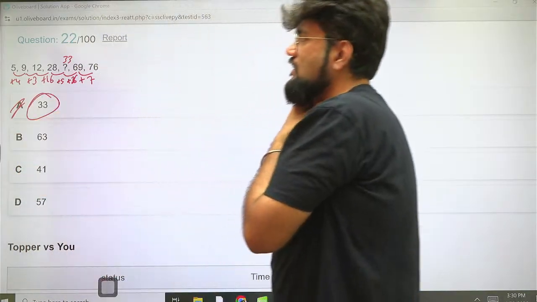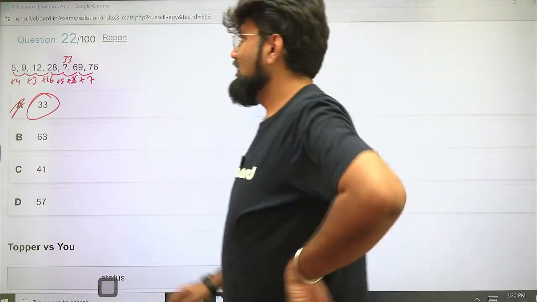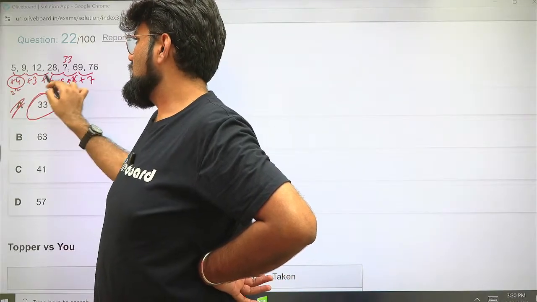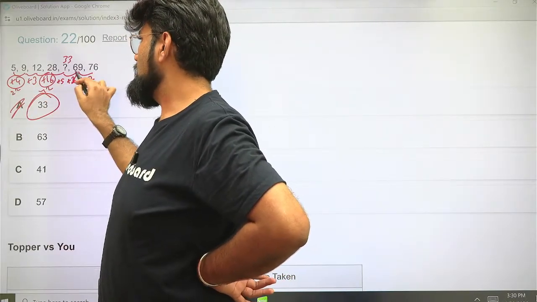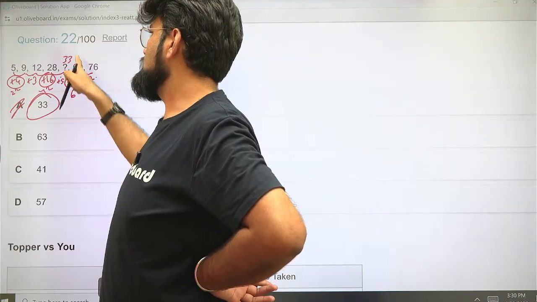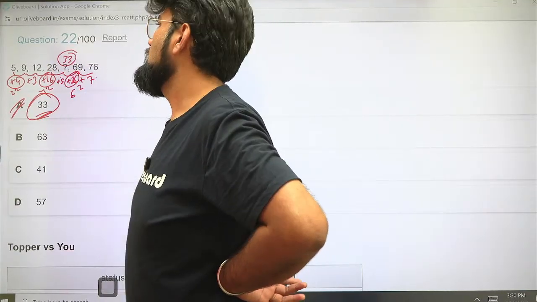Sometimes, hit and trial just helps you out. See, look at the differences. They are alternate. Plus 4, that is 2 square, plus 16, that is 4 square, plus 36, that is 6 square, and 3, 5, 7. So we get 33 as a correct answer.